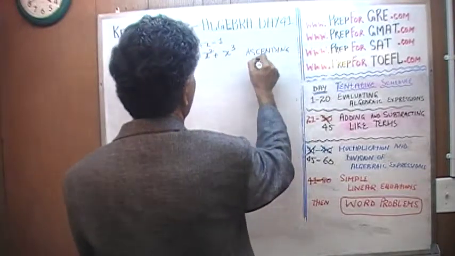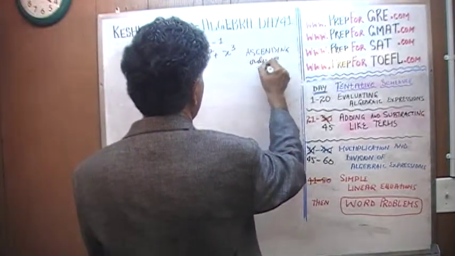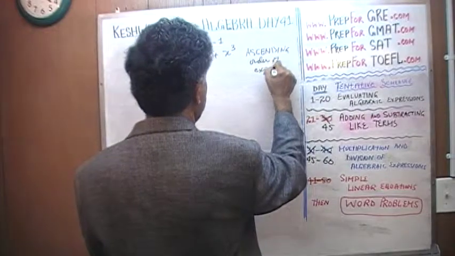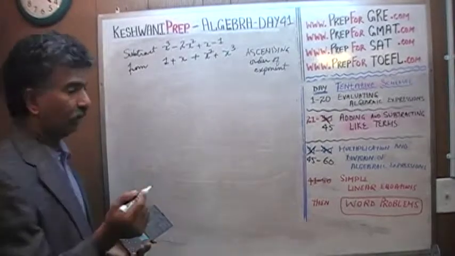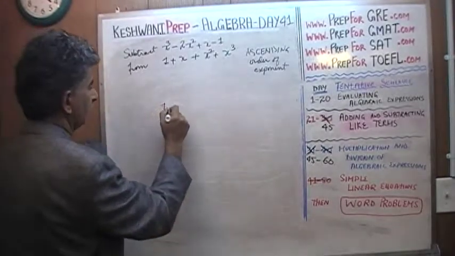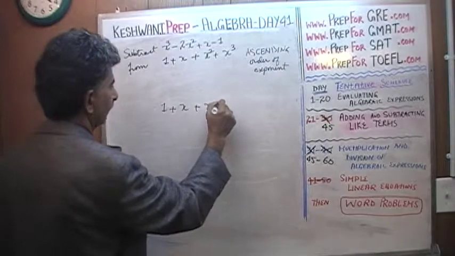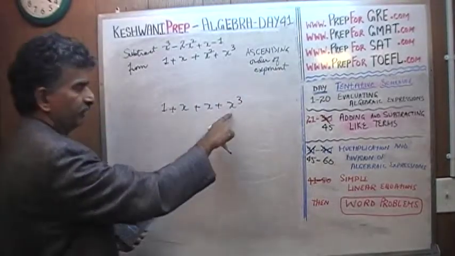This is the ascending order of exponents. That's how we say it, ascending order, because it's going from, well, let's talk about it for a second. This is the 1. 1 plus x squared plus x cubed. What exponents does this have?